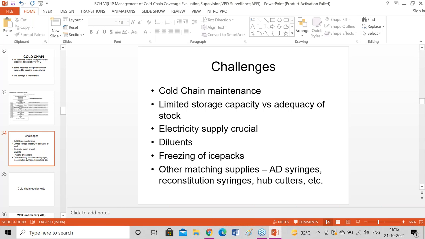For managing and maintaining this cold chain, we require electricity supply because we are running cold chain equipments, for example, your freezers and ILRs. So they have to be provided with electricity. Arrangement of diluents, freezing of ice packs, other matching supplies, whatever other supplies. These are all the challenges which we encounter when we try to manage our cold chain.